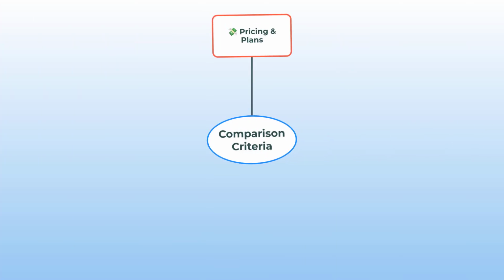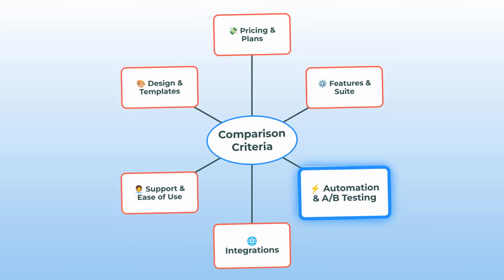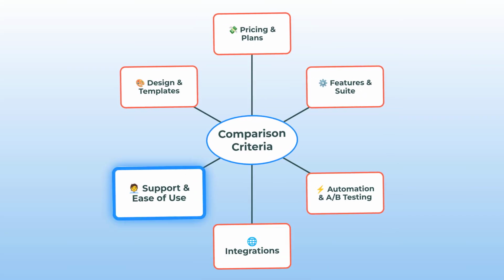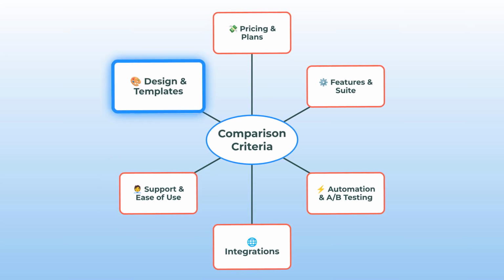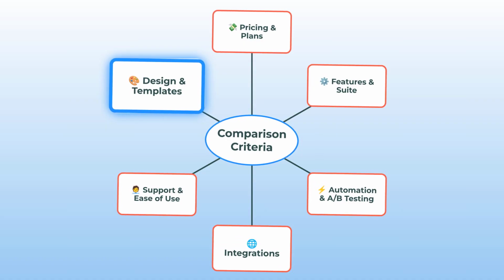Quick look at the mind map. Here's every category we're covering today: pricing and plans, features and suite, automation and A/B testing, integrations, support and ease of use, and design and templates. You know what? It's a lot to unpack. So let's start with the first one.